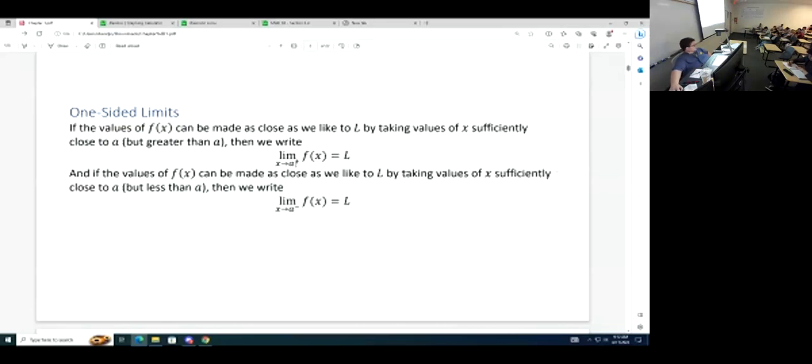we're going to put a plus. It looks like an exponent. x approaches a from the positive side, or x approaches a from the right. And if we want to approach it from the left, or values that are less than the number, we say x approaches a from the minus side, or x approaches a from the left. These are both one-sided limits. And we'll take a look at them in a second.